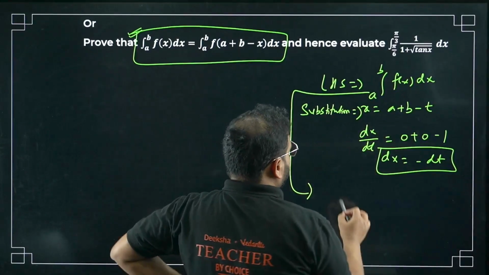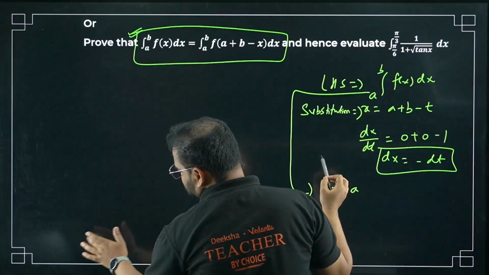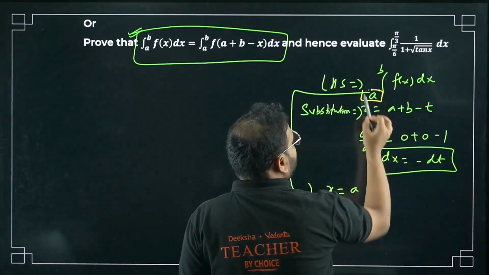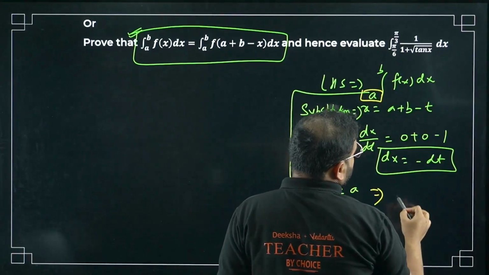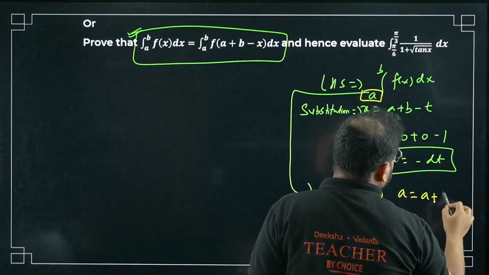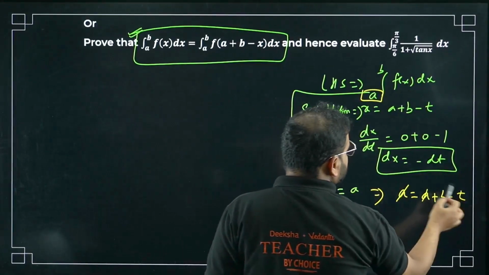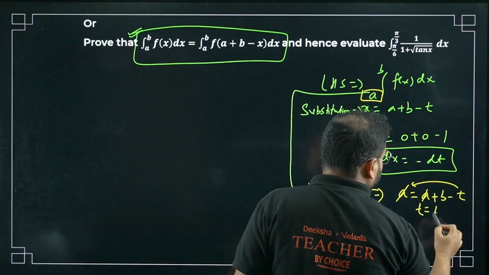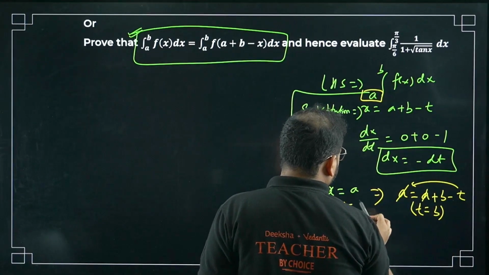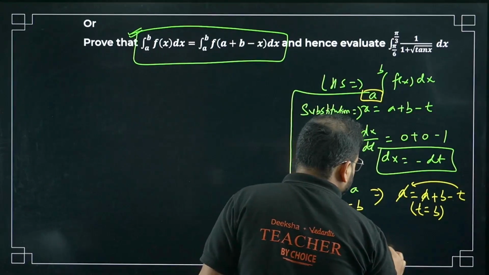When I take x as the lower limit a, what will happen to t? It becomes a equals a plus b minus t. So a and a cancel, and we get t as simply b. So when x equals a, t is equal to b. When you take x as b, the same way we get t equals a.